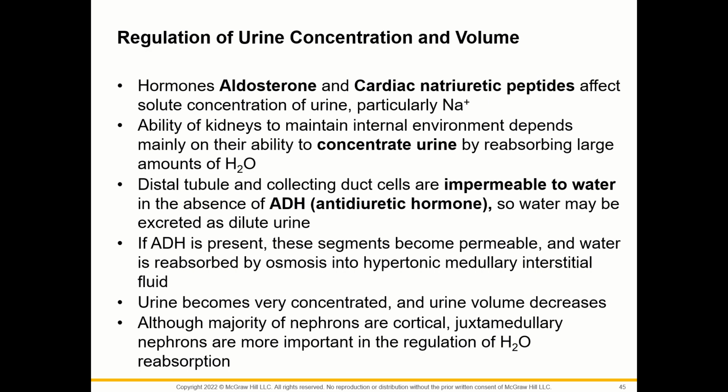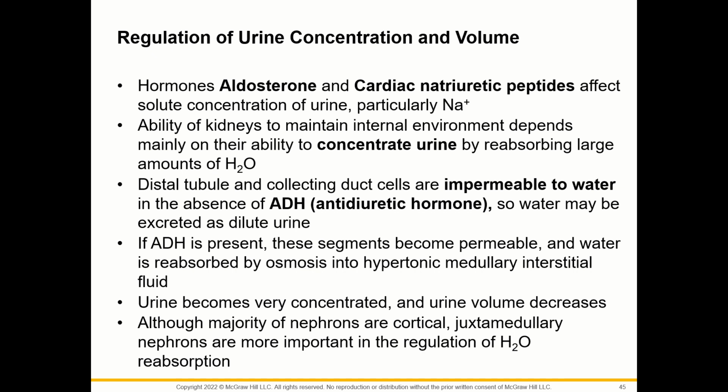The ability of kidneys to maintain internal environment depends mainly on their ability to concentrate urine by reabsorbing large amounts of water. The distal tubule and collecting duct cells are impermeable to water in the absence of antidiuretic hormone, so water may be excreted as dilute urine. If antidiuretic hormone is present, those segments become permeable and water is reabsorbed by osmosis into hypertonic medullary interstitial fluid. The urine becomes very concentrated and the urine volume decreases.